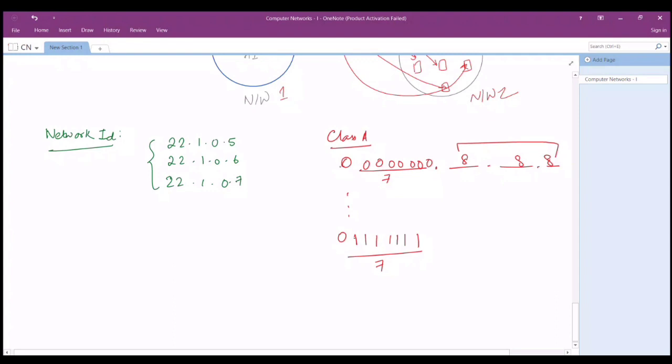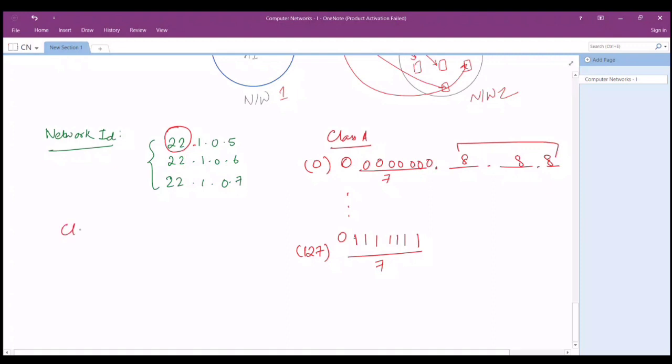This is actually 0, and this is actually 127. So the range is from 0 to 127. Any IP address whose first part ranges from 0 to 127 is considered class A. Simple, right? The range of class A network ID is from 0 to 127. So if any IP address's first 8 bits in decimal are between 0 and 127, that belongs to class A.